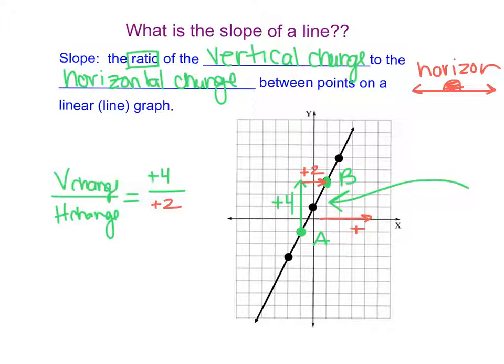So here when I write my slope, it's that ratio. It's the positive 4 over 2, which you can then simplify to 2 over 1. But my slope is that vertical change, how did I move vertically, over how did I move horizontally. That is where slope actually comes from.